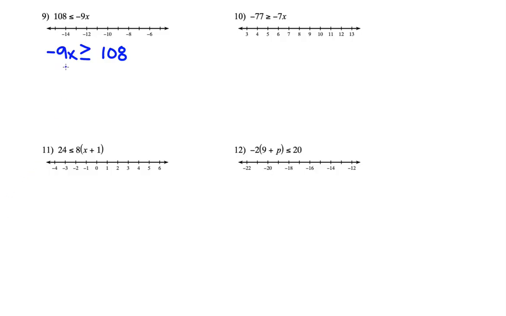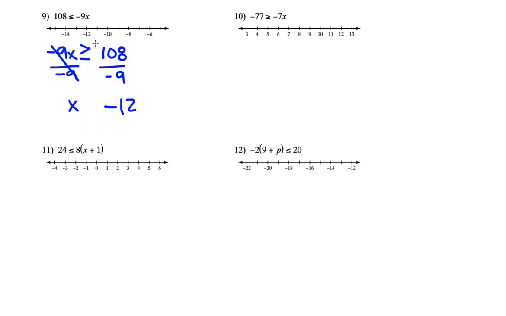And I have to isolate my variable x, but it's multiplied by negative 9. So I'm going to divide by negative 9. And of course, if I do that on this side, I do that on this side as well. So the negative 9's cancel, and on this side I'm left with x. And 108 divided by negative 9, a positive divided by a negative is a negative, and 108 divided by 9 would be 12.